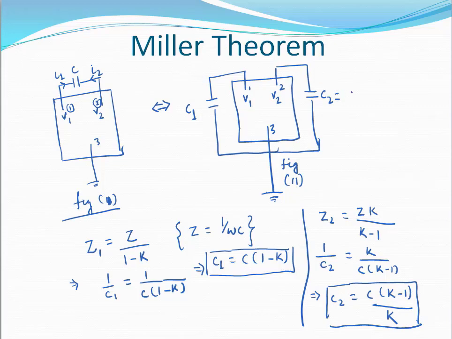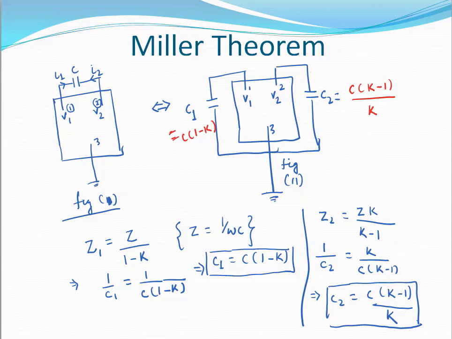So here the value of C2 is equal to C(K minus 1) by K, and here the value of C1 is equal to CK by K minus 1. This capacitance value will be useful when we do the analysis of FET, small signal and large signal analysis. Then this Miller theorem for the case of capacitance will come into the picture.